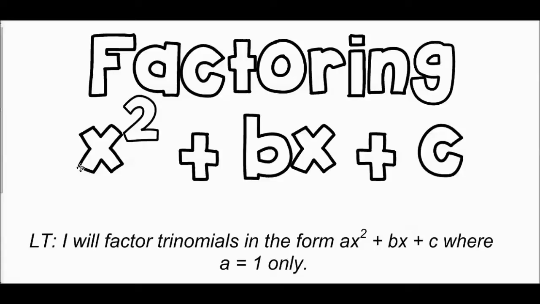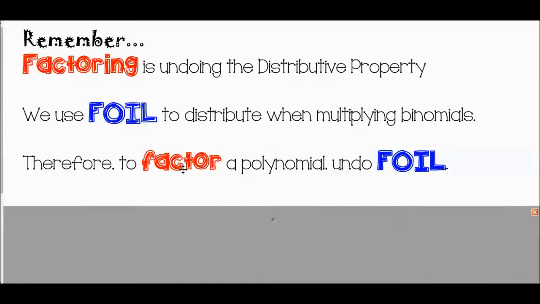However, it is something that I think you could figure out at this point if you were to see that on some other type of, like a STAR math assessment or something like that. But for now, we're going to keep it simple where there will not be a number in front of that x squared term, meaning that that a term is 1. So remember that factoring is undoing the distributive property.